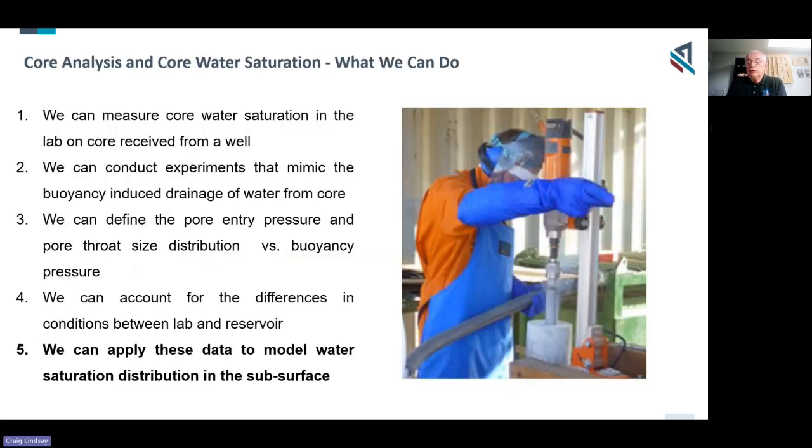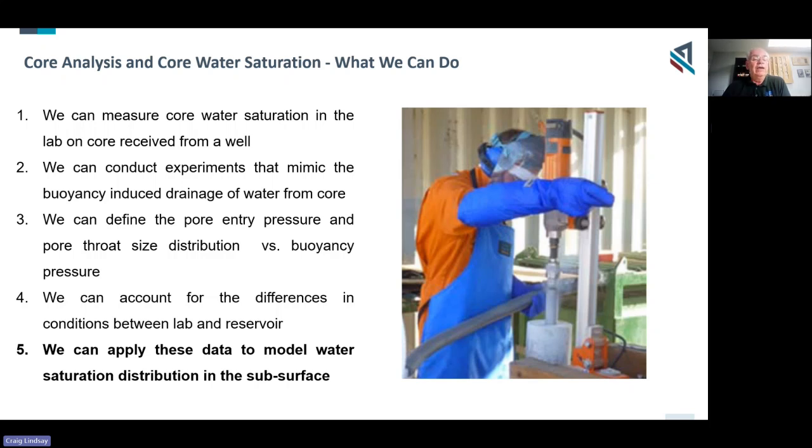So now we come on to the bit on core analysis. I've got four or five points here, and to be honest, I could talk all day about all of them, but we've only got half an hour, so I'll do what I can in that time. We can measure core water saturation on core that's come in from a well. We can conduct experiments that mimic these buoyancy effects, and induce drainage of water from a core.